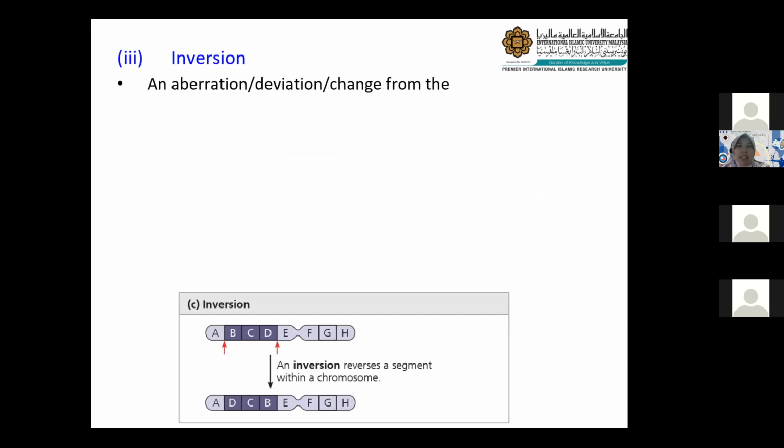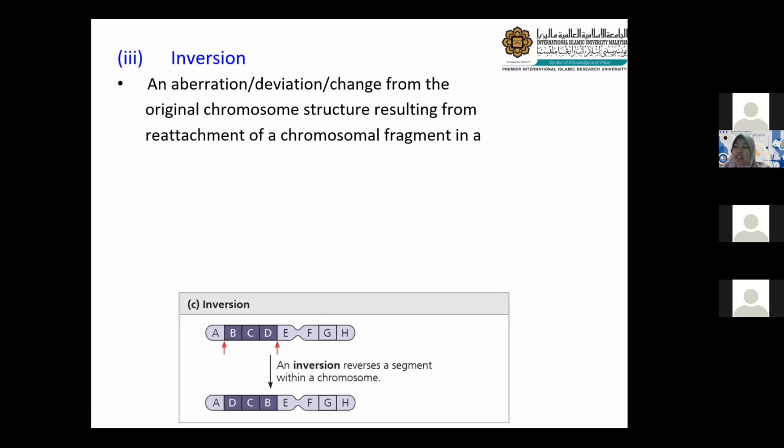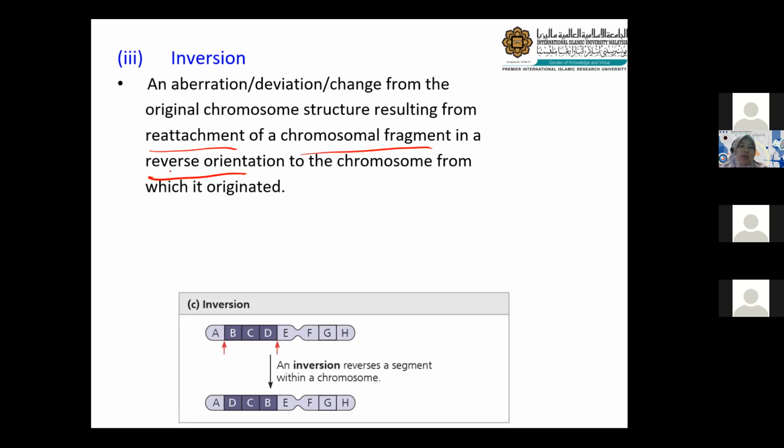Okay, Madam akan habiskan sampai inversion. Okay. Inversion is aberration or deviation change of original chromosome structure resulted from reattachment of chromosome fragment in a reverse orientation to the chromosome from which it is originated. Madam kena hafal ke dia punya definition? Tak payah hafal. Untuk you punya level dah tak ada dah soalan definition. Right? Yang penting you kena faham. Okay? Right. So inversion, inverse. Dia terbalik. Reverse lah. Macam inverse. Dia bertukar terbalik tempat macam tu.